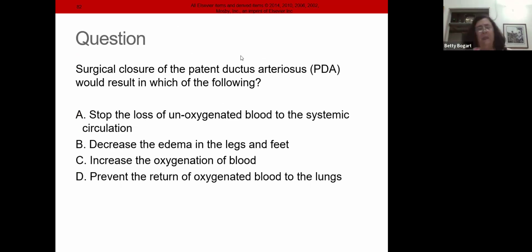So here we are. If we had a surgical closure of that oxygen-giving place, right, the PDA, what would that result in? You close the PDA. Remember, it connects the pulmonary artery to the aorta, lungs to body. You're going to cut it off. What's going to happen? Remember, blood is flowing, shunting back and forth.